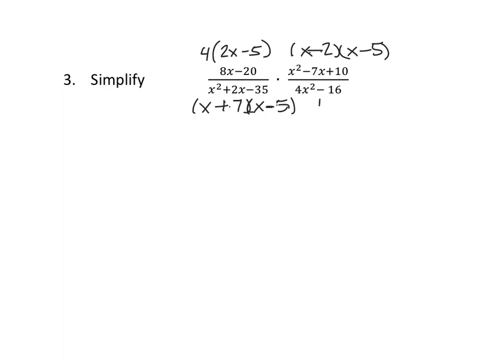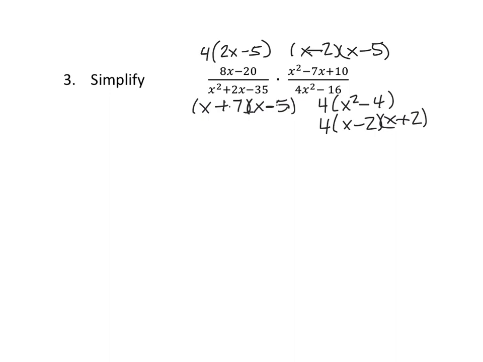On the bottom, greatest common factor, take a 4 out of that. So I'm left with x squared minus 4, which has 2 terms, and it is difference of squares. So it'd be x minus 2 and x plus 2. So just factor everything as completely as you can.